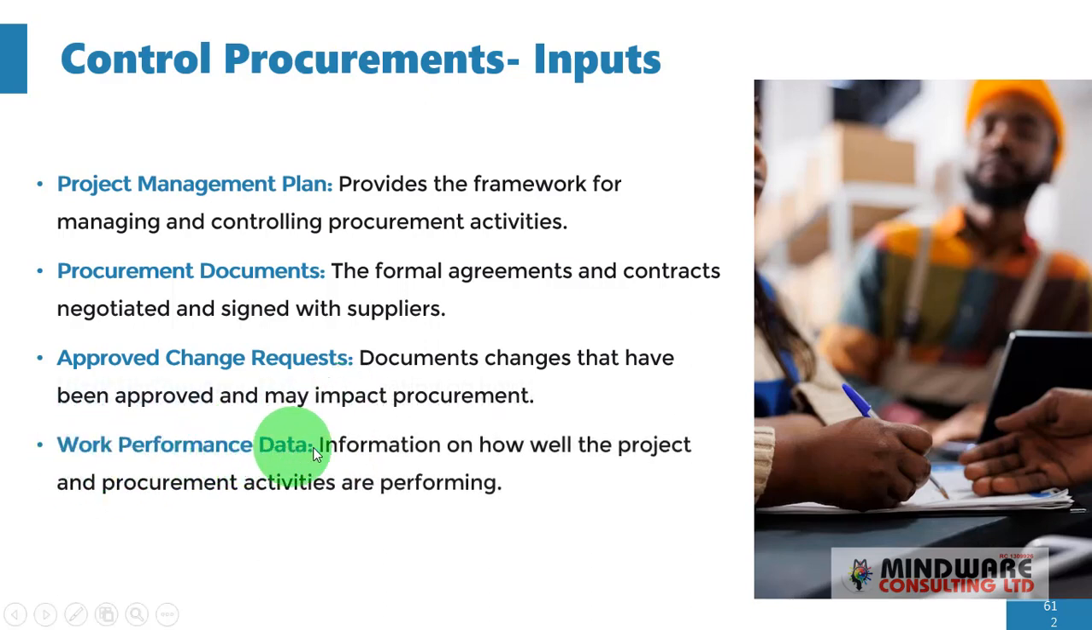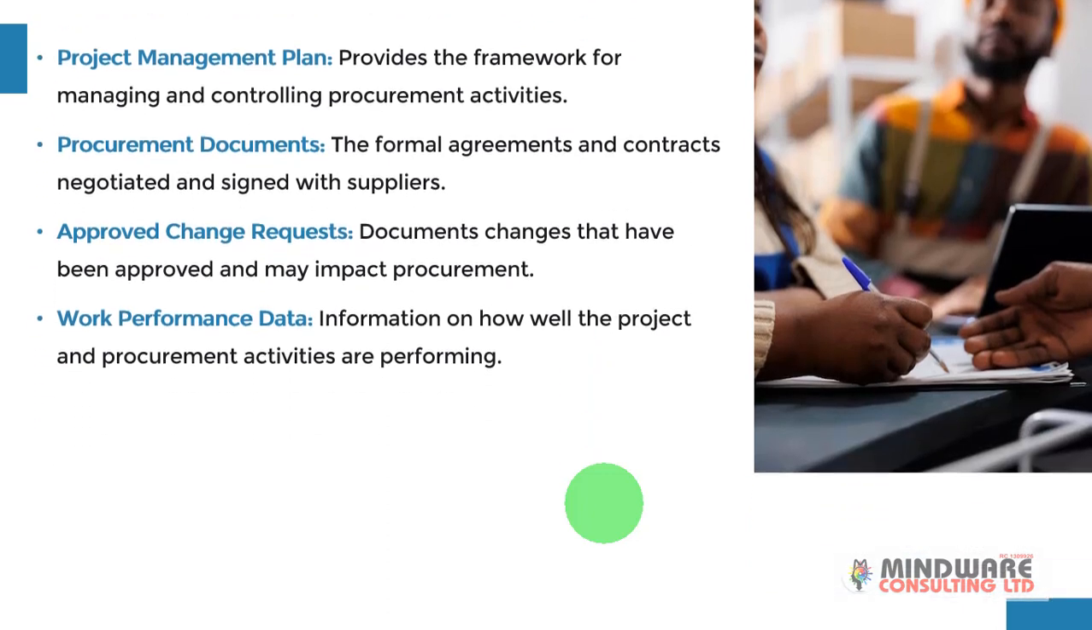Work performance data. These are information on how well the project and procurement activities are performing. So you need to have this in perspective. You need to know what is going on well, all right, so as to double down and improve upon it, as well as what is not going on well, okay, so as to address them. Okay, so that's where this work performance data comes in as an input in the control procurement process.